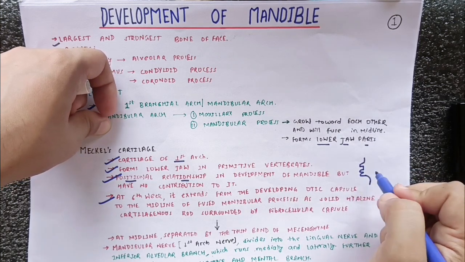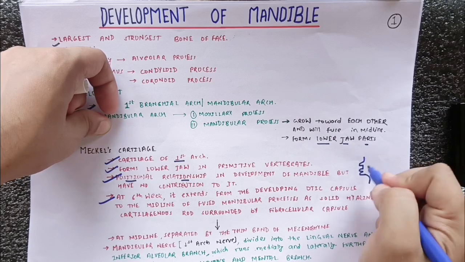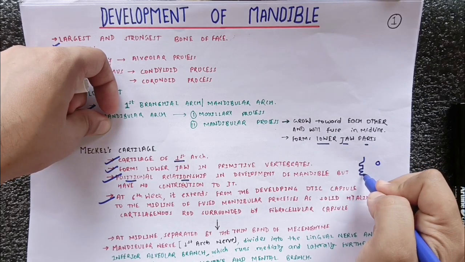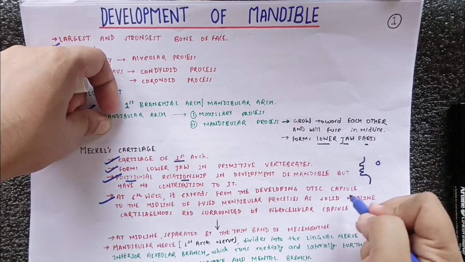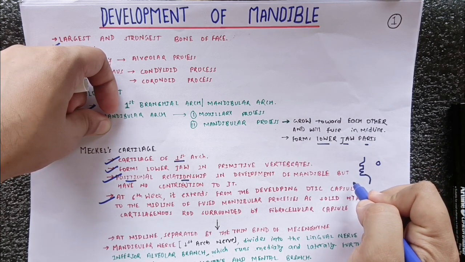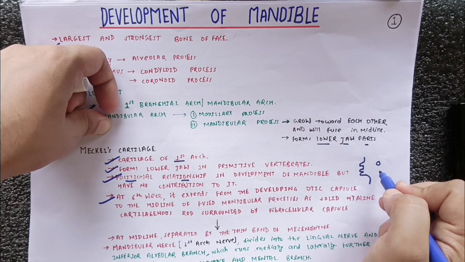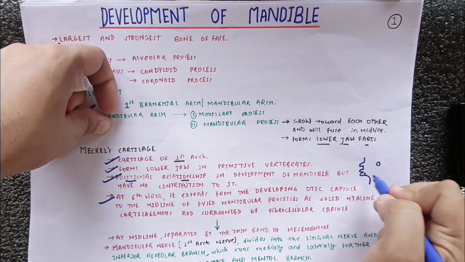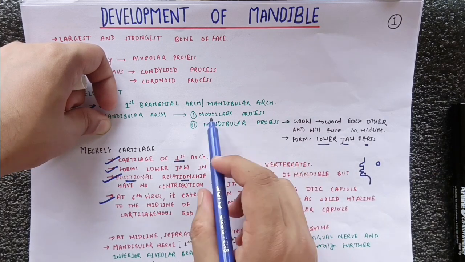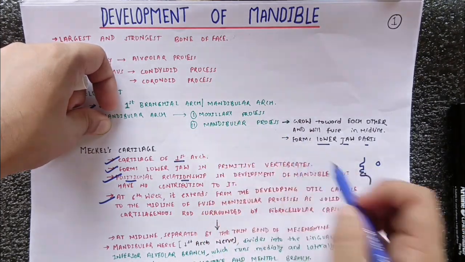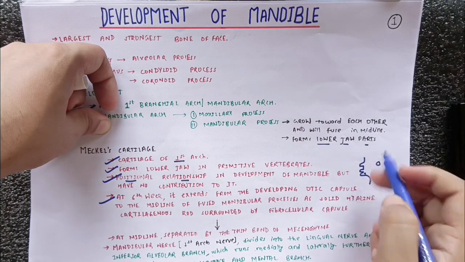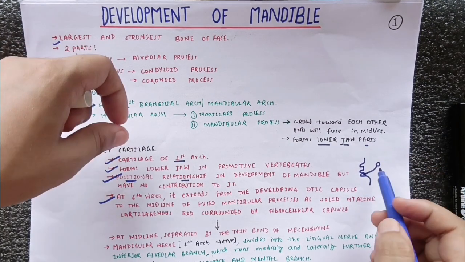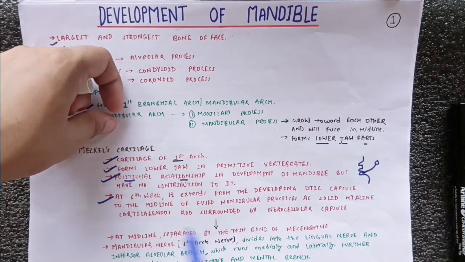So just imagine this is the face of a child, and here we have the otic capsule, and the fused mandibular processes are at this position. As I have discussed, there are the maxillary process and the mandibular process. The mandibular process is present at this place, so it extends from the otic capsule to the mandibular process.